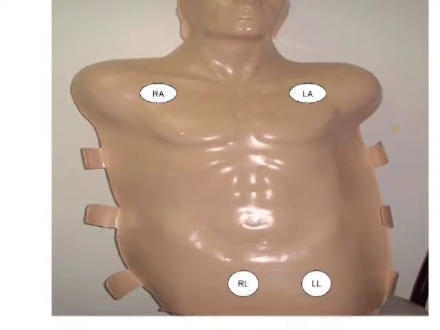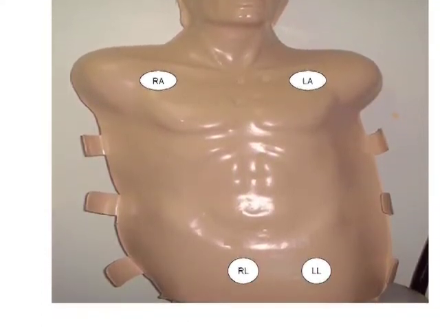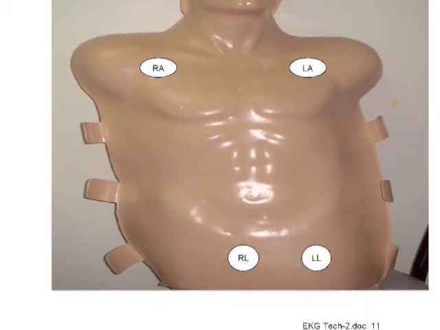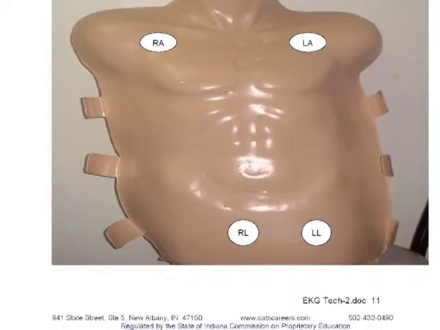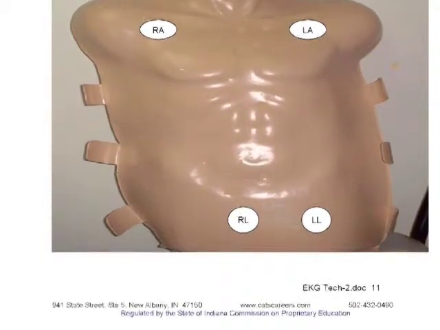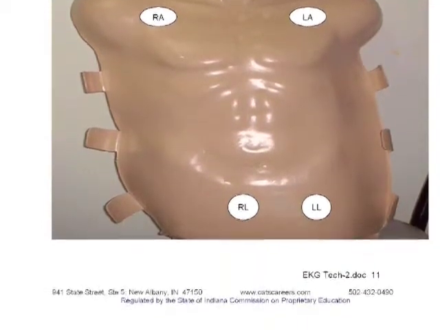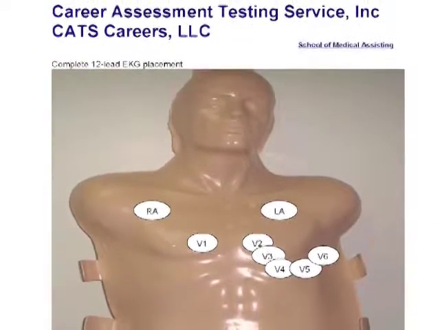Right leg, you can put it on the calf muscle or on the fatty part of the stomach below the belly button. Left leg, you can put it on the calf muscle on the left calf or on the fatty part of the stomach below the belly button. Shows you all the lead placements.